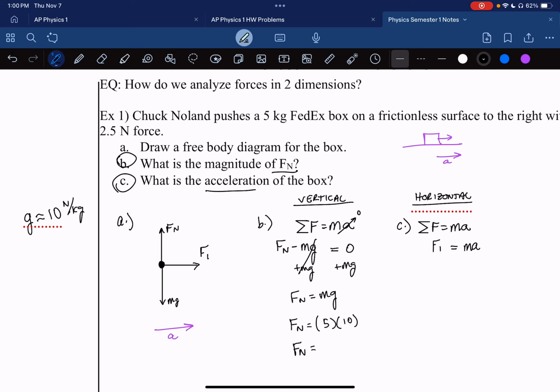But we can do this in our heads. 5 times 10 is 50 newtons of force.